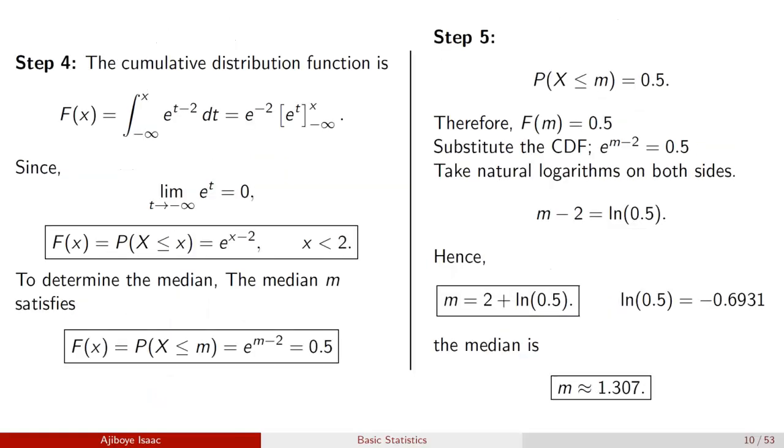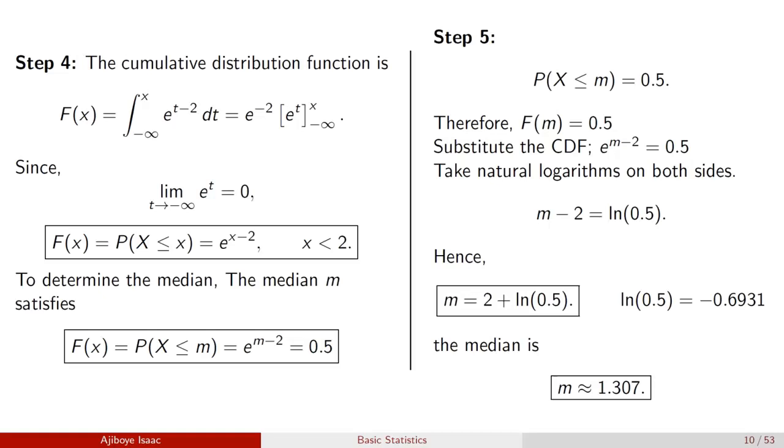To construct the CDF, we substitute our PDF and integrate from negative infinity to point x. That will give us e raised to power minus 2, times e raised to power t from negative infinity to x. Similarly, our CDF therefore will be equal to e raised to power x minus 2 for x less than 2. So the CDF must satisfy F of x equals 0.5 at the point median M.